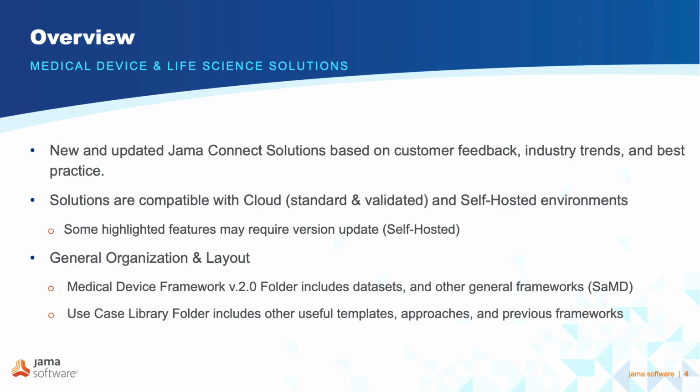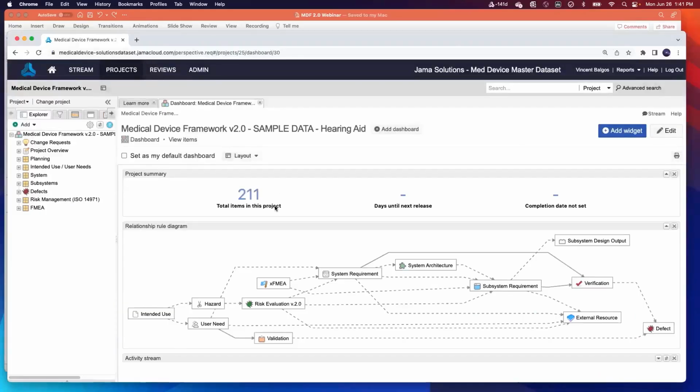So now let's go ahead and dive into the overview of the MDF 2.0. So I'm going to jump into the tool. And as you can see here on the screen, we've updated the relationship rule diagram with some minor improvements. The first thing we've done is streamline the risk stream, where we removed the validation trace and trace this now to an external resource item type.